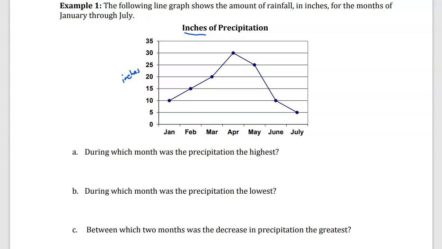During which month was the precipitation the highest? Okay, so we go up here and we find the highest precipitation. And okay, so that's going to be April. During which month was the lowest precipitation? So we find the value with the lowest, and that's going to be July.